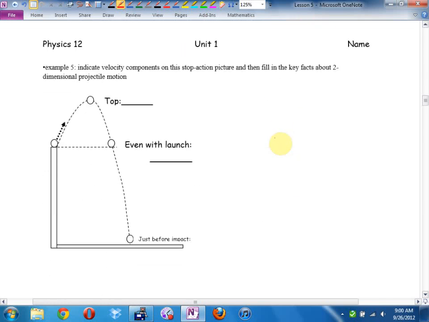Example 5 says, indicate velocity components on this stop action picture. Fill in the key facts about two-dimensional projectile motion. Okay? So here's our v. We would break this up into Vx and Vy. At the very, very top, what can you tell me about any of those things? Or can you tell me anything about any of those things?